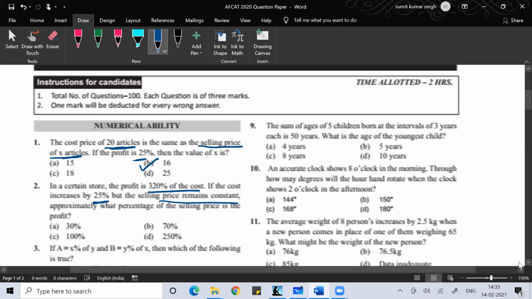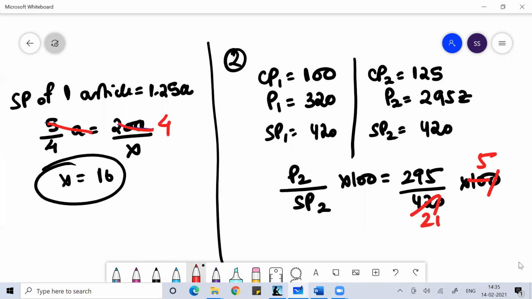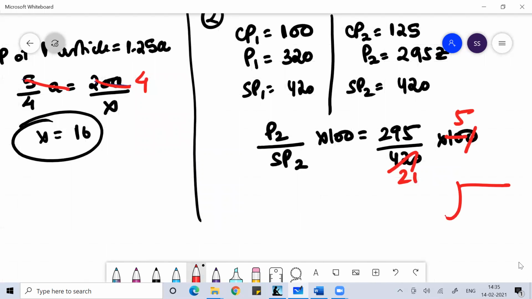Here in this question, it is being asked: in a certain store, the profit is 320% of the cost. If the cost increases by 25% but the selling price remains the same approximately, then what percentage of the selling price is the profit? So you have to find this value. So 295 divided by 420 into 100. You have to do this calculation. 0 gets cancelled. This is 5 by 21. So ultimately I have to divide 295 by 21.